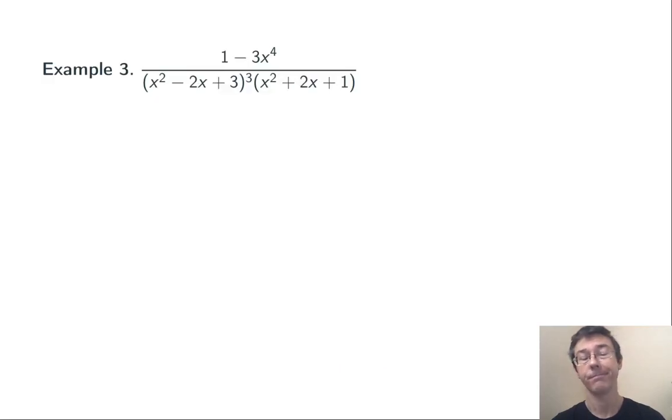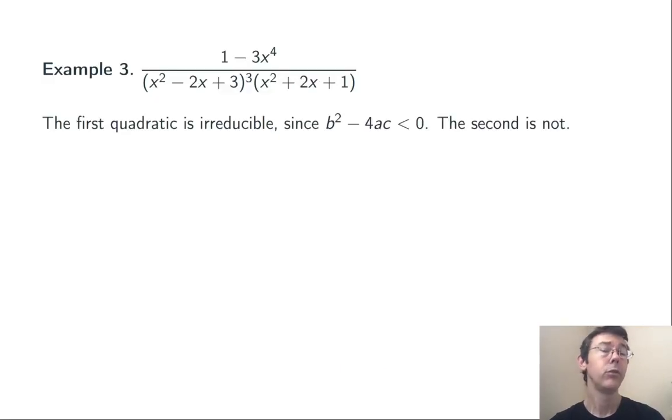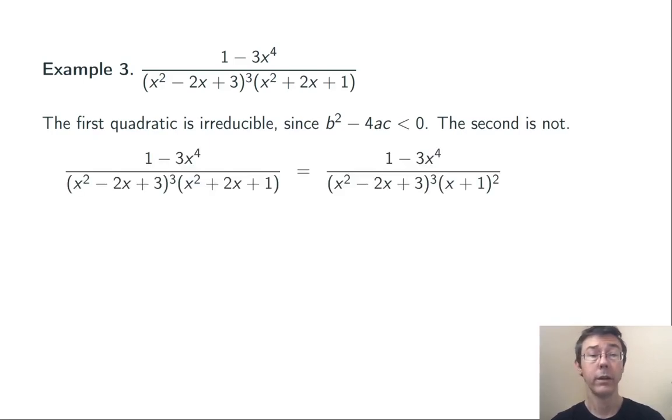Example 3. Here I have 2 quadratics in the denominator. x squared minus 2x plus 3 is irreducible because of that discriminant being negative, but the second one is not. x squared plus 2x plus 1 is x plus 1 quantity squared. I can't just plow ahead and do that with a term ax plus b over x squared plus 2x plus 1. I need to do it using the factored form.